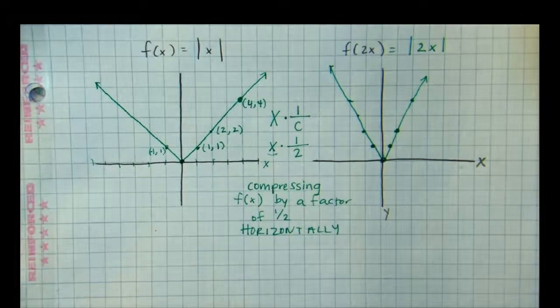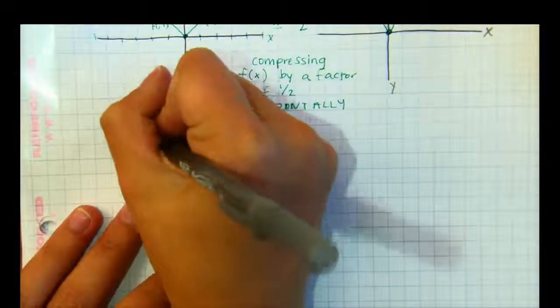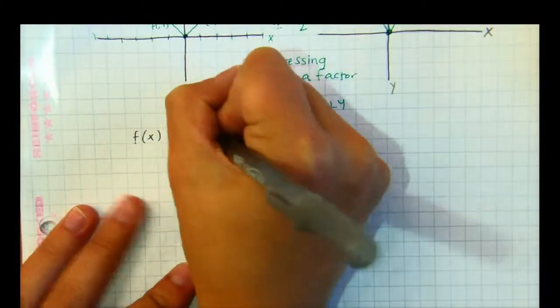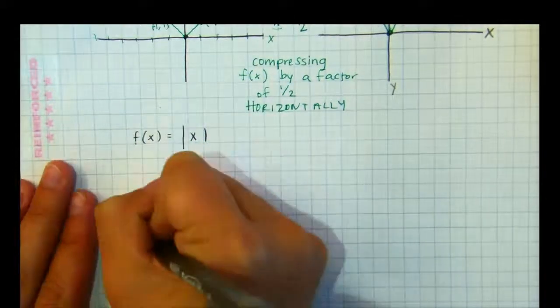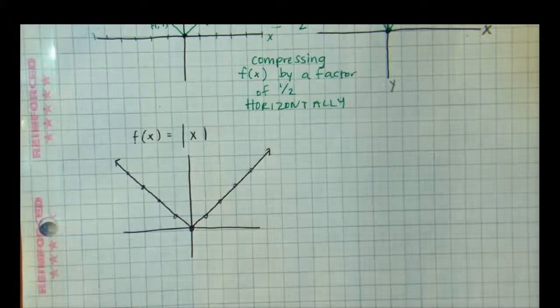Let's look at another example. Okay, so again, I'm going to start off with my original parent function. We'll start off with the same one, just for some consistency. So if I've got f of x equals the absolute value of x, go ahead and graph that parent function from memory. What does it look like? Okay, your graph should match mine.